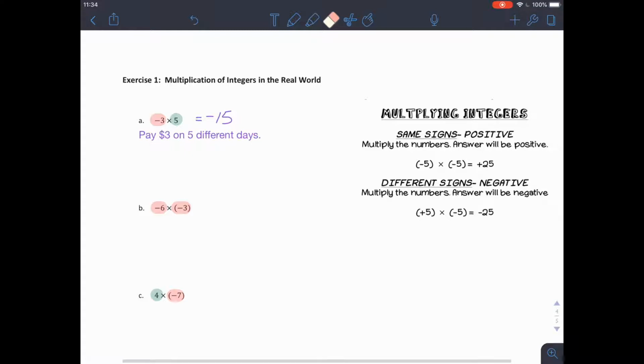Using my rules, I know that 3 times 5 is 15, and because my signs are different, my answer should be negative. And this makes sense, because if I pay $3 on 5 different days, I would end up paying or losing a total of $15.